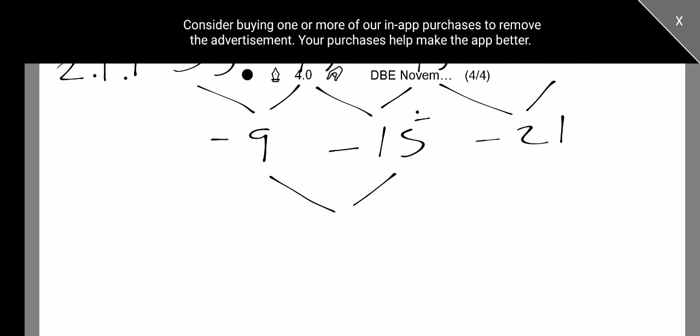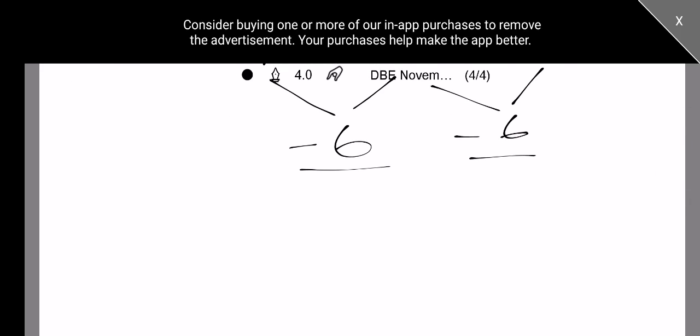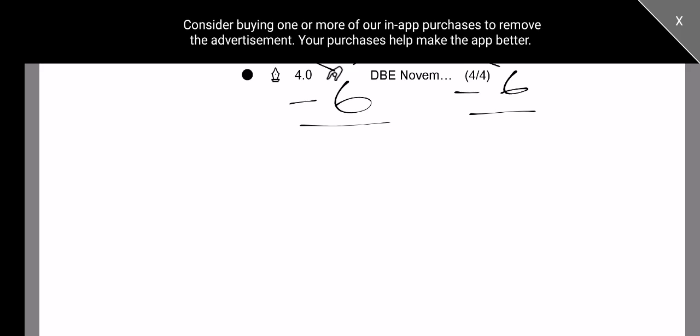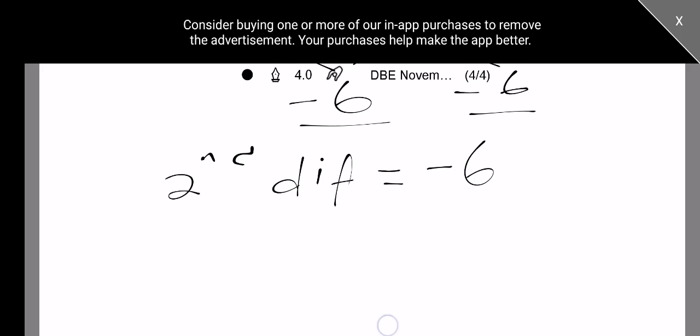Now -15 minus -9, it's going to be -6. Same applies here, -21 minus -15 is going to be -6. This is your second difference as requested by the question. So your second difference is -6.